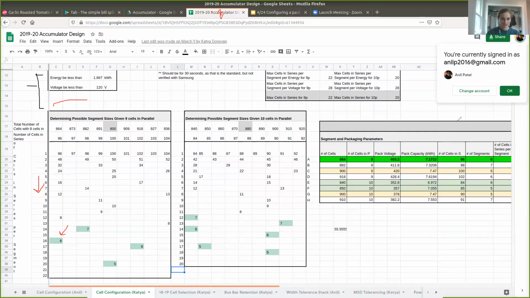And then are the numbers up top, the really large numbers, the total number of cells? Yes, these are the total number of cells. And then the ones underneath it are the number of cells in series. Okay.